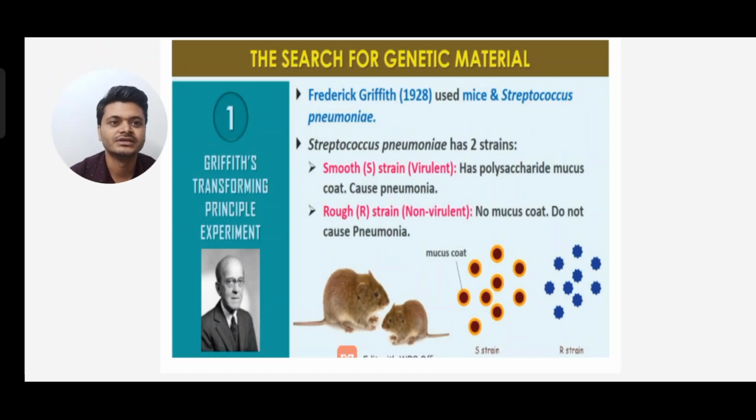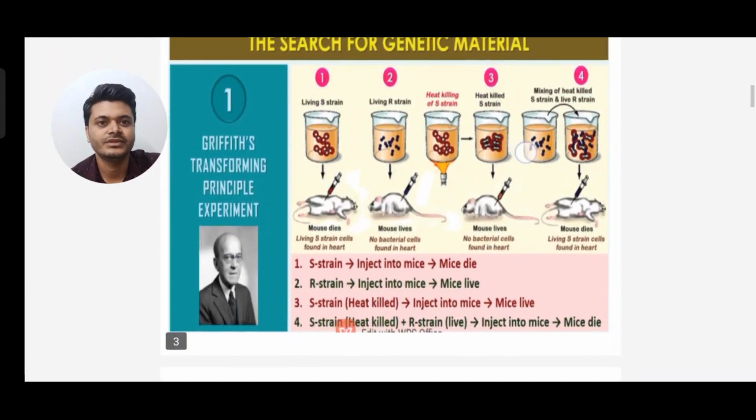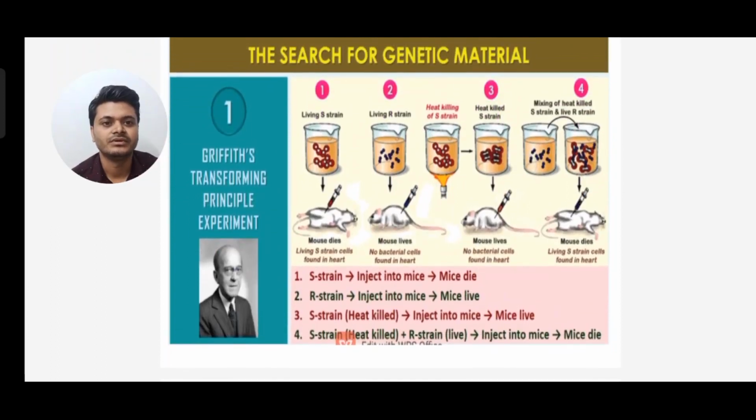So you can see the mice and the mucus coat. You can see the S strain has a mucus coat, whereas the rough R strain doesn't have a mucus coat. Now what Griffith did first: the S strain was injected in a mice, and the mice died. Next, the R strain was injected in a mice, and the mice remained alive.